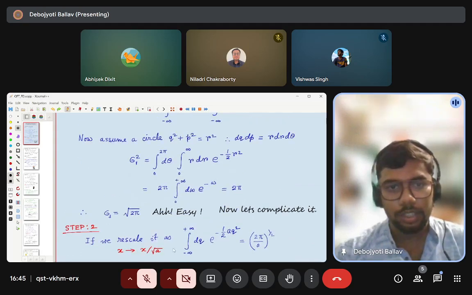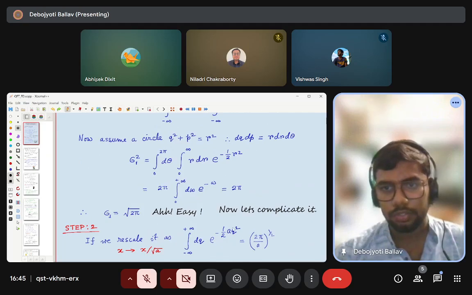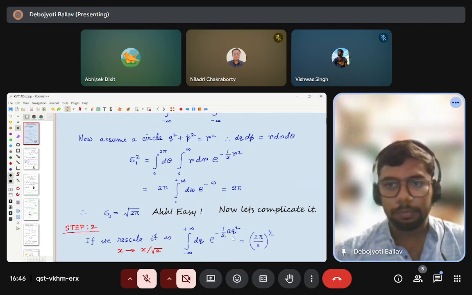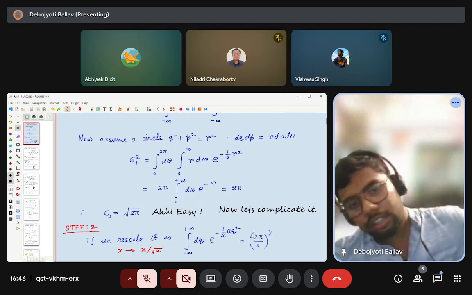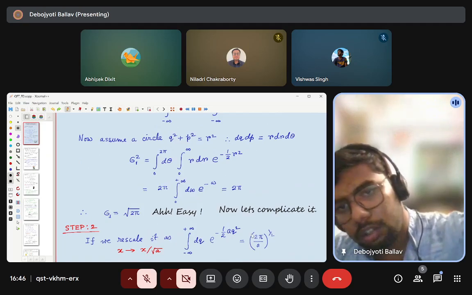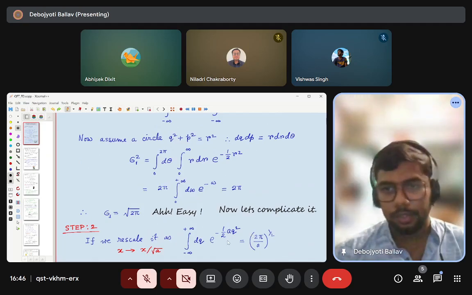What I have done, I rescaled it for a dimensional reason. So I put a here in front of this q square, where this a is a parameter. If you rescale it, you can easily find that the integral will be nothing but (2 pi by a) to the half rather than square root of 2 pi. There will be a 1 over square root of a factor in that integral.